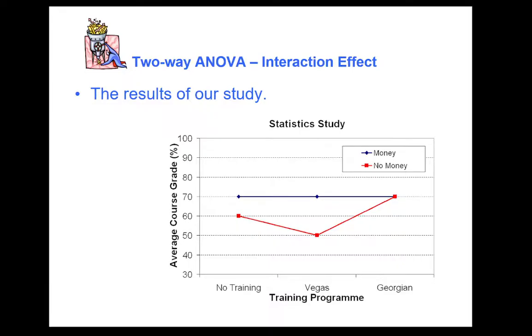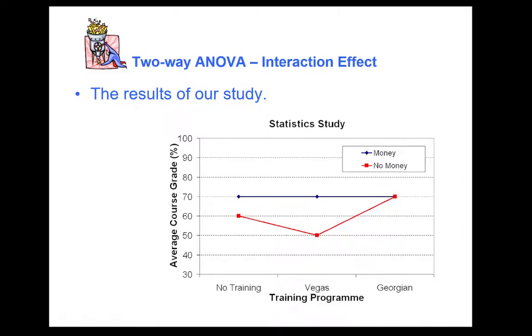Well, what do we find when we look at the interaction between the two factors? For those who received a financial incentive, there is no effective training, right? It's like a ceiling effect. So for the 5 students who received a $1,000 bursary and had no training, the mean was 70. For the 5 students who went to Vegas and received the bursary, the mean was 70. For the ones who did the Georgian training and received the bursary, the mean was 70.